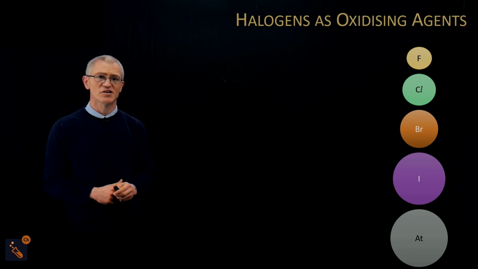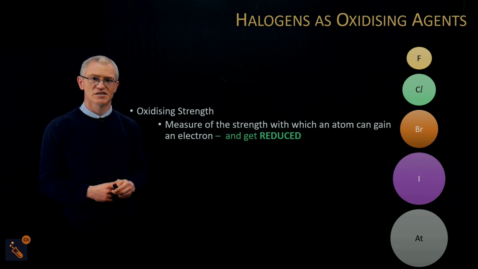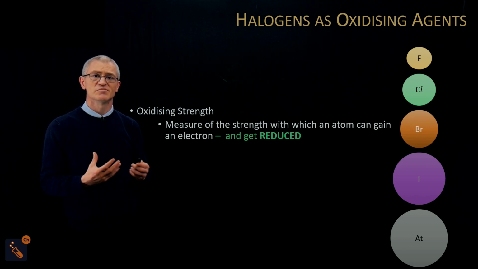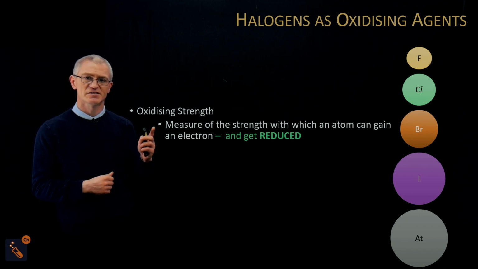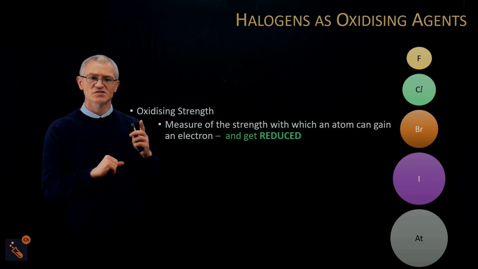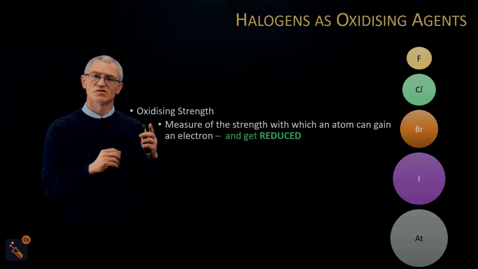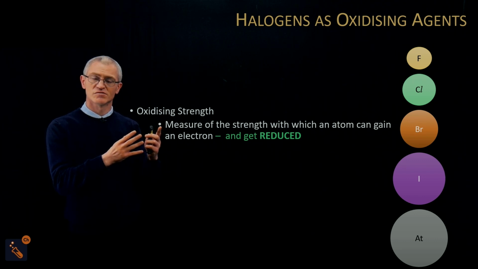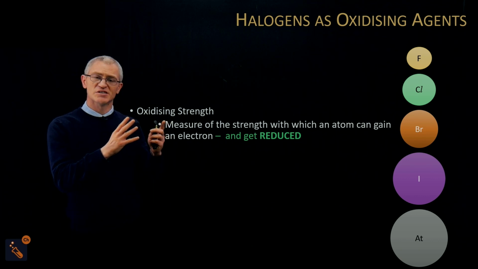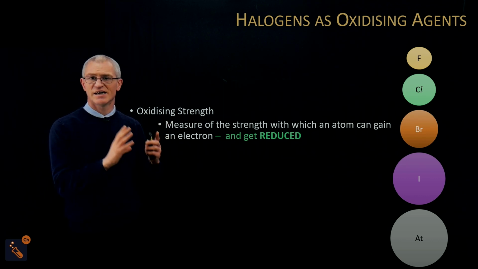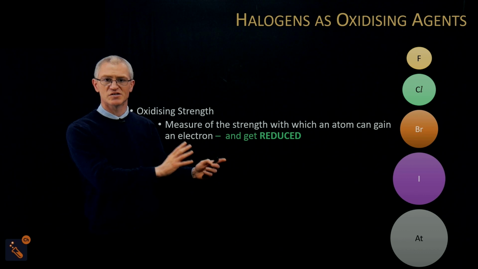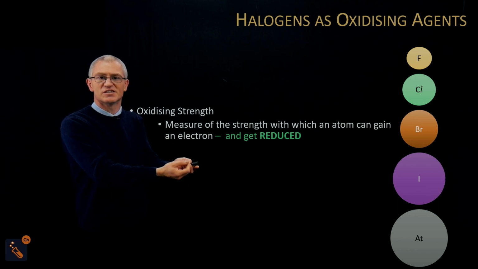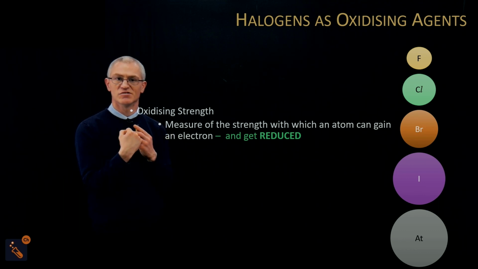Now, this happens also with halogens as oxidizing agents. Now, what is an oxidizing agent? Well, oxidizing strength is the measure of the strength with which an atom can gain an electron. Now, let's think about this before we go on. Oxidizing would mean that you lose an electron. So that means if I want to have an oxidizing agent, I want it to cause something to lose an electron, that means that oxidizing agent must gain that electron.